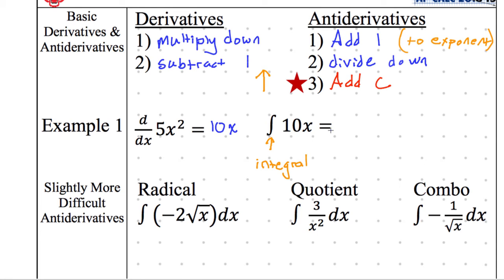Anyway, so we're going backwards. 10x. So let's add 1 to the exponent. If I add 1 to the exponent, I now have 10x squared.